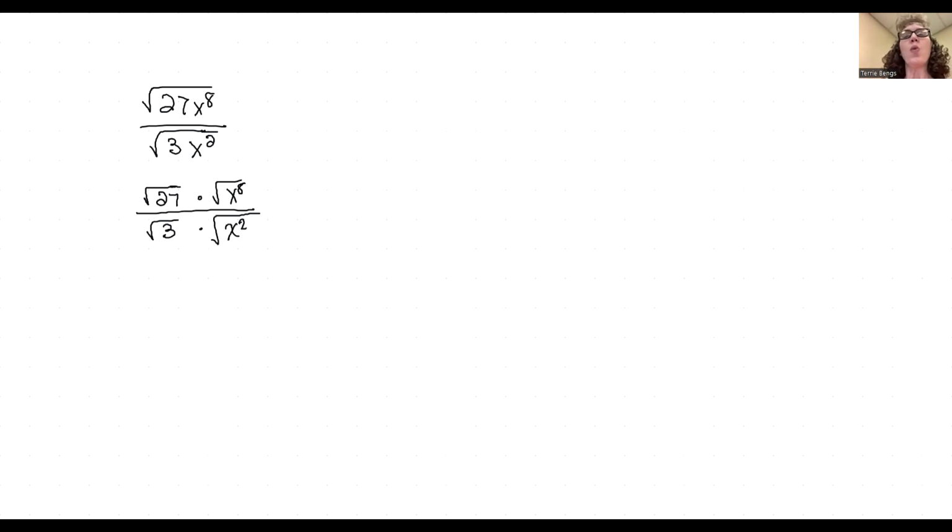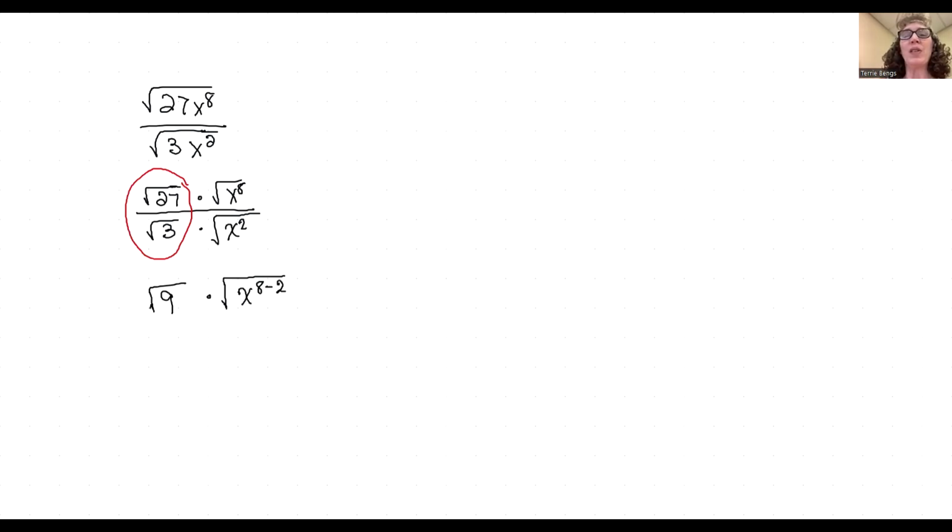All right, so we're going to look at our numbers first. We're going to look at this side first: the square root of 27 divided by the square root of 3. You can just type that in your calculator, or we can say they're both underneath the square root, so 27 divided by 3 would be the square root of 9, right? And then, if you remember, when we have variables that are the same in a fraction form like that, we just subtract our exponents. So we have the top exponent minus the bottom exponent, so 8 minus 2.